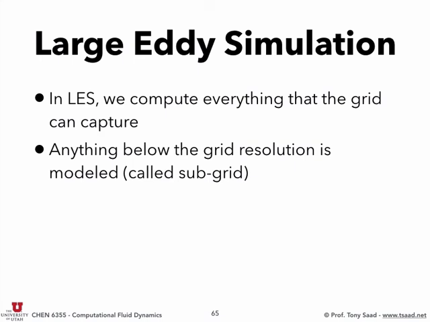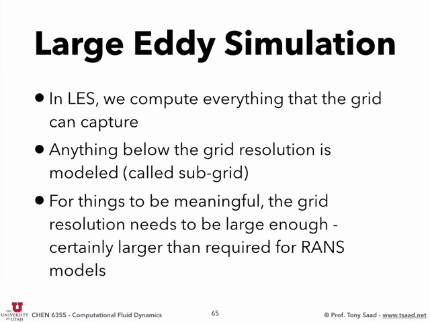We call that the subgrid. There's nothing fancy about the word subgrid. Think of them as eddies that are smaller than the grid size, or that the grid cannot capture. They're called subgrid. That's why we say subgrid models, okay? But for things to be meaningful, of course, the grid resolution needs to be fine enough, certainly finer than that required for RANS models. Otherwise, you need to be within the dissipation range or a little bit closer. You need to have fine enough resolution for LES to be meaningful, okay? So how do we then separate what the grid can compute and what the grid cannot compute?